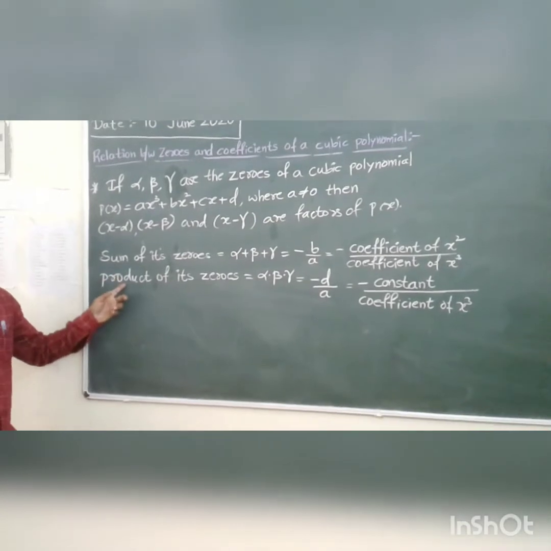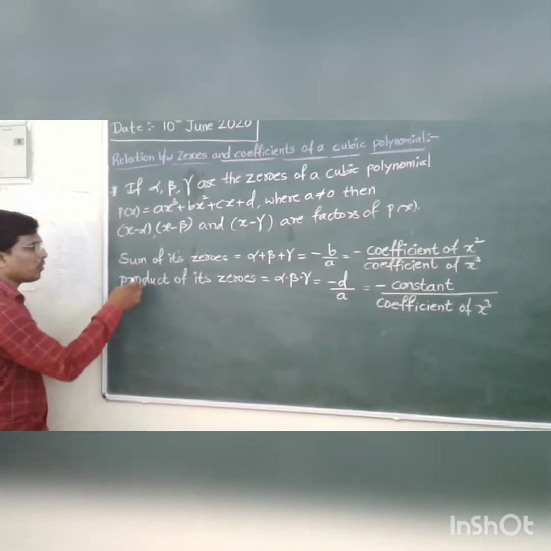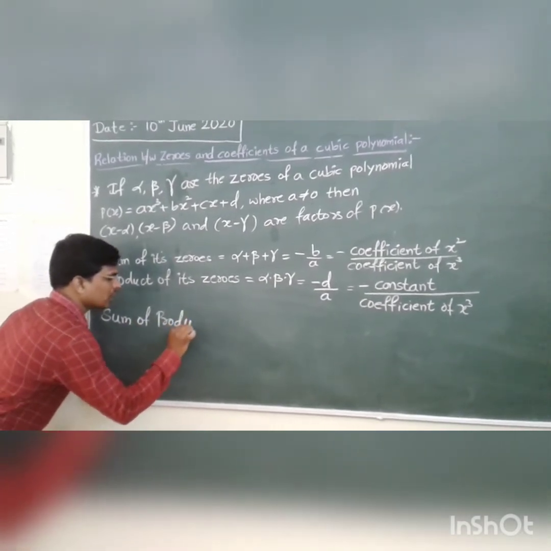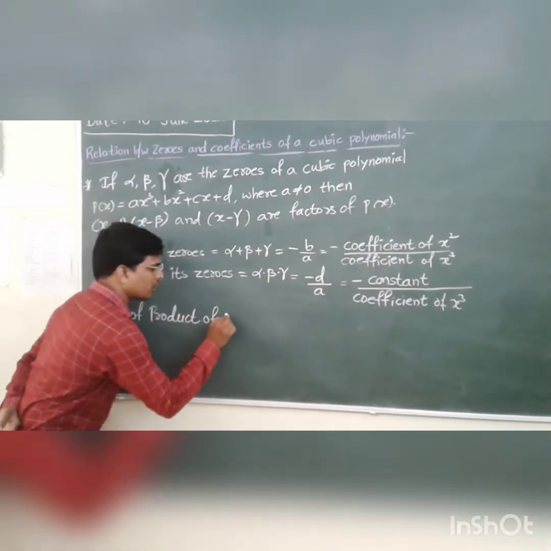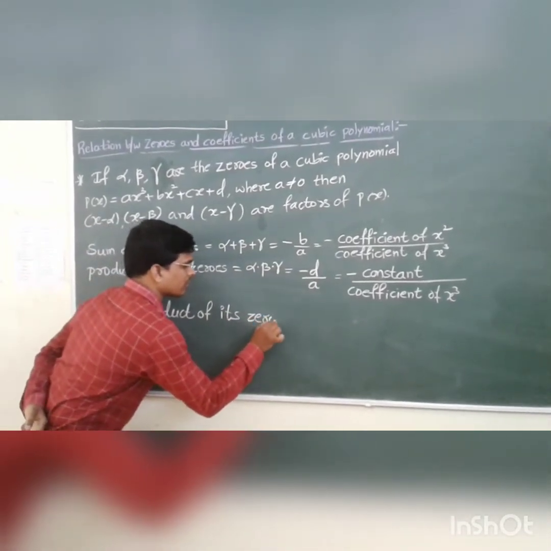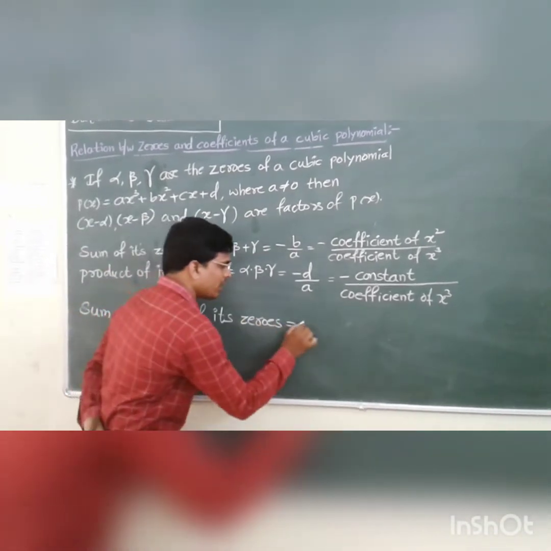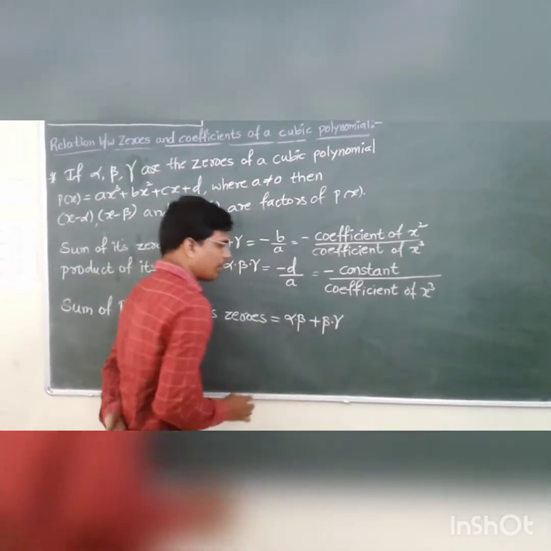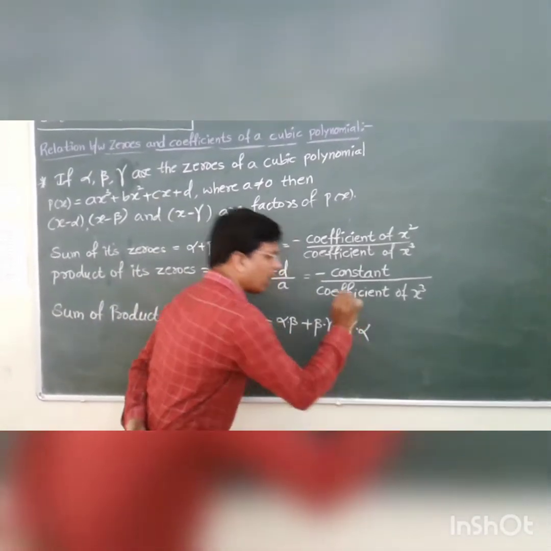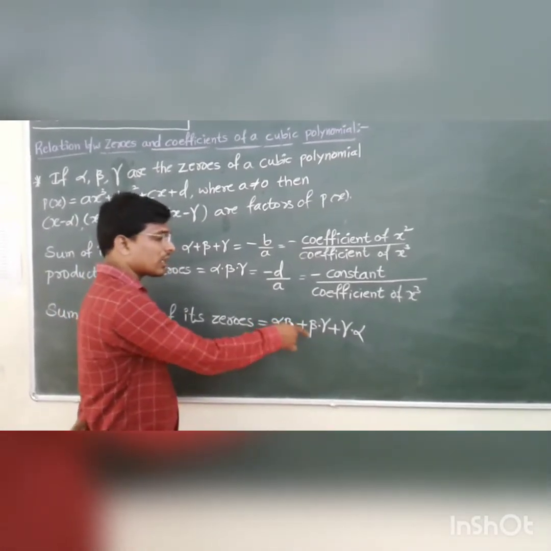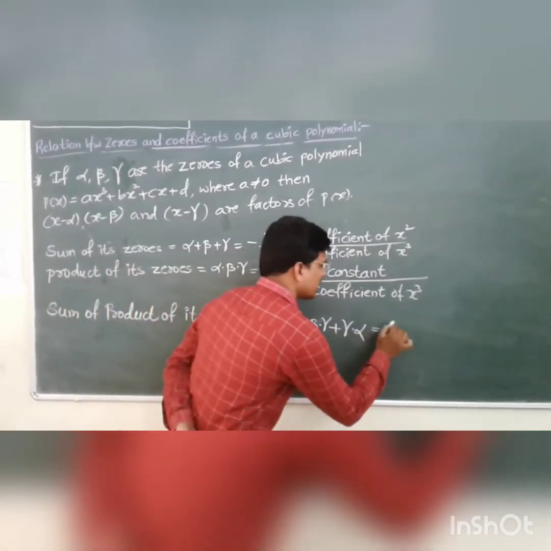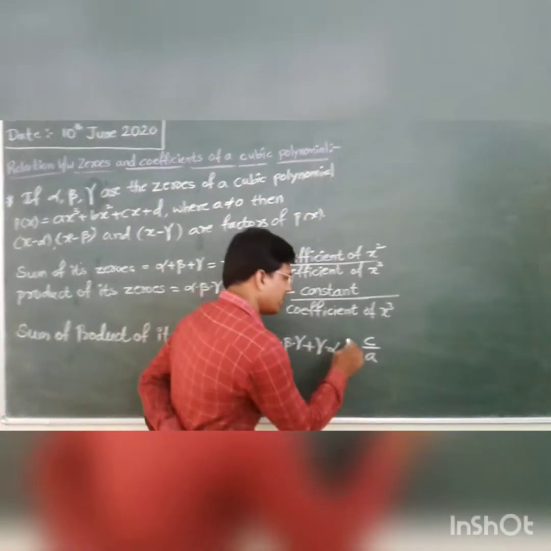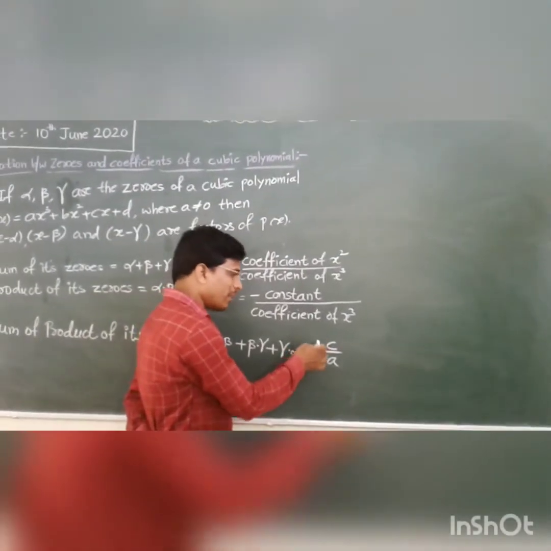Next, not only these two, we have one more relation. That is a combination of both: the sum of product of its zeros. The sum of product of its zeros will be in the form of alpha into beta plus beta into gamma plus gamma into alpha. So this is the sum of product of its zeros, and it will be c by a. So what is c? The coefficient of x. It will be positive only, not negative. So c by a.